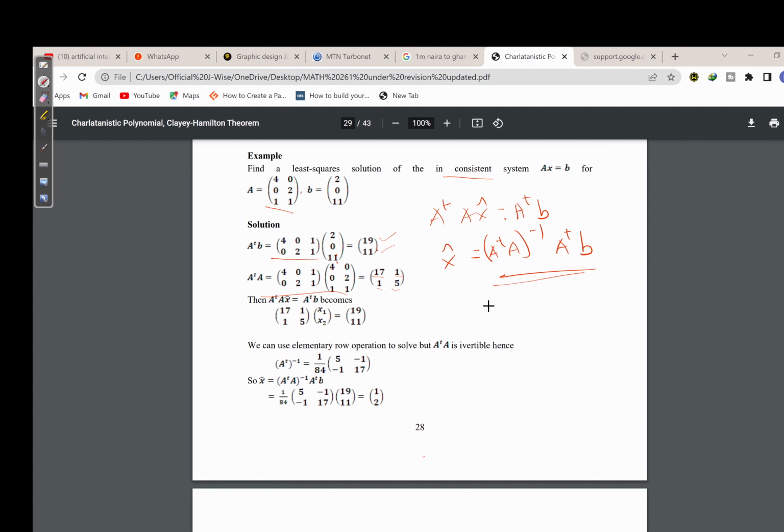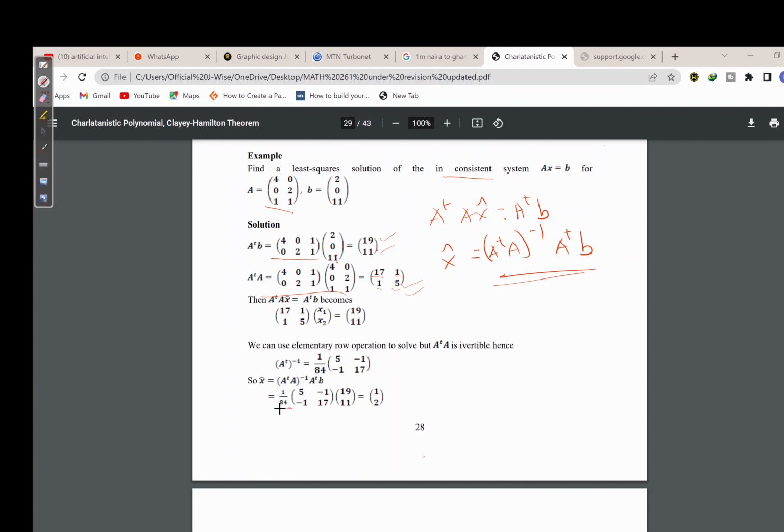So we find the inverse of A transpose A, that's 1 over the determinant times the adjoint. Okay, so the determinant of A transpose A is given by 17 times 5 minus 1. 17 times 5 is 85. 85 minus 1 is 84, so that's the determinant.